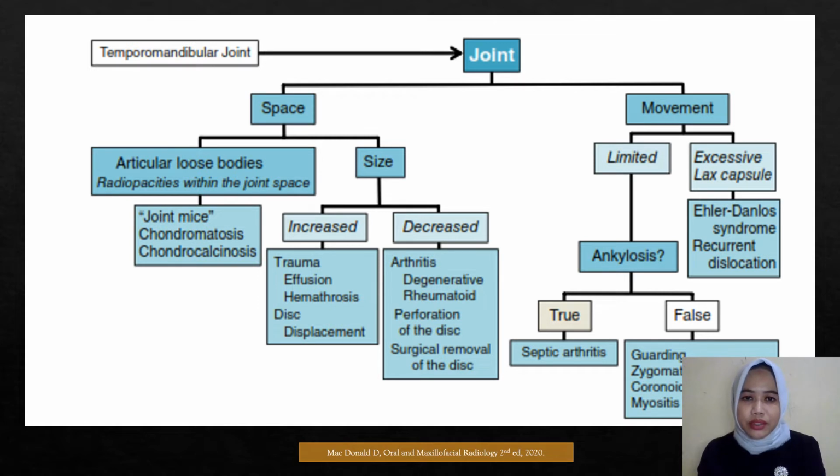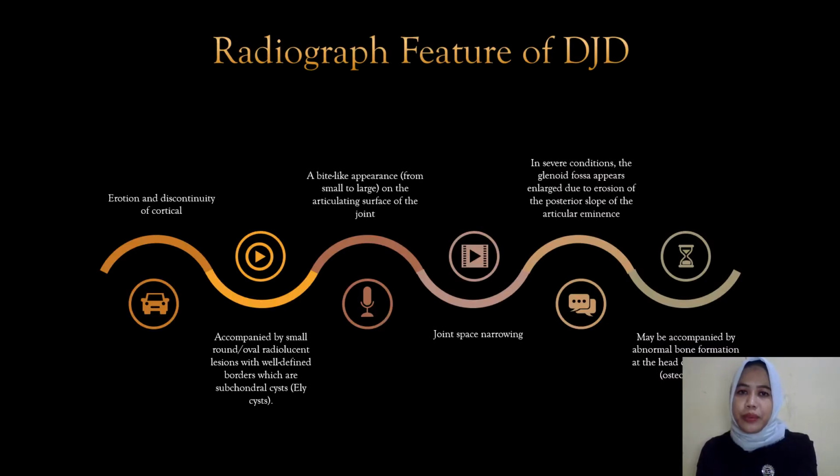When we assess the joint, we can evaluate whether the problem is in the space or about the movement of the TMJ. In this case, the abnormality was a decrease in the size of the space. So we can conclude that this condition was a degenerative disease.